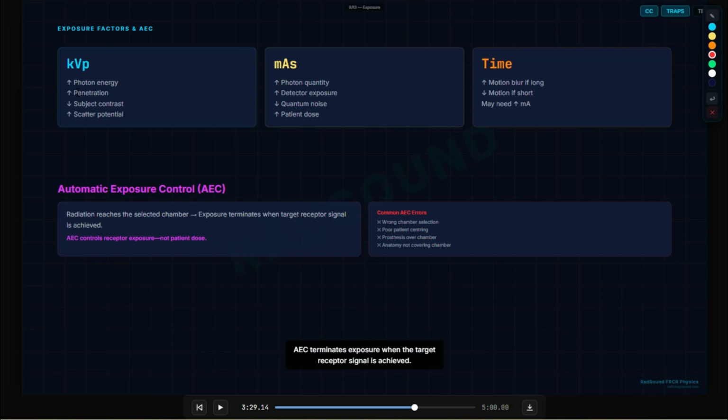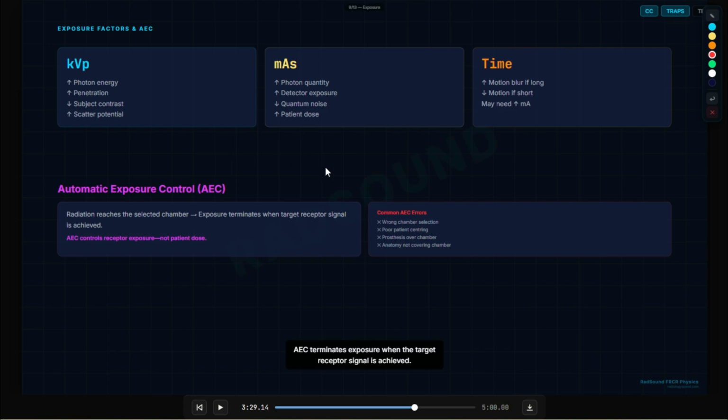More motion artifact or blurry, less motion if short. That's the vice versa. And at some time, as you are having less, more blurry, you may need to increase mA. That causes increase in the dose. So more exposure timing may lead to increase dose to the patient, because to counter the image motion artifacts and get more diagnostic quality.